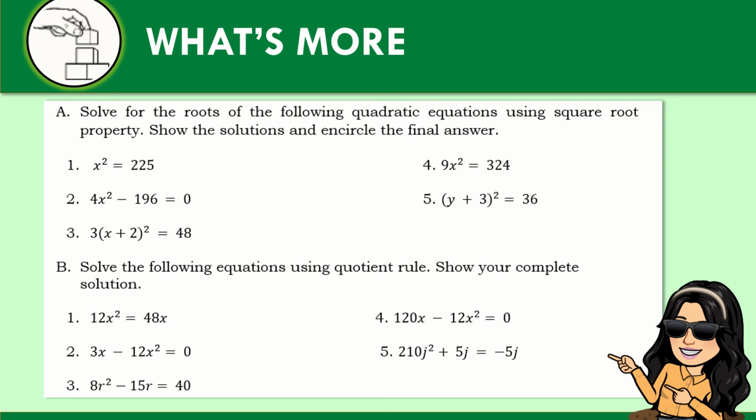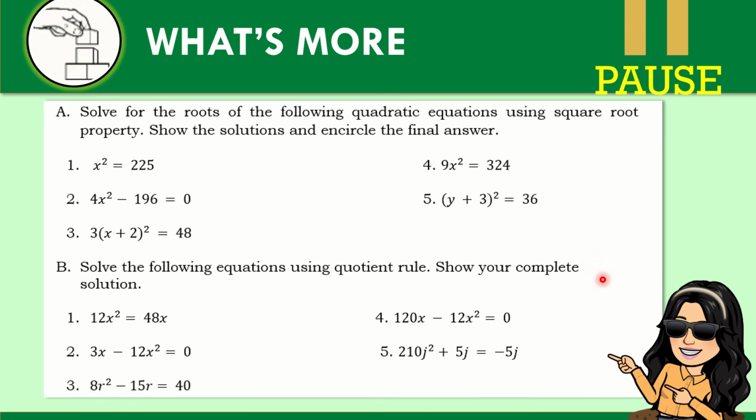So we have letter A. You are going to solve for the roots of the following quadratic equations using the square root property. And you're going to show your solutions, and do not forget to encircle the final answer. So we have here 5 items for this. And we have the second set. Solve the following equations using quotient rule. Show your complete solution. So we have 5 items again for this set. So again, we have 2 sets using square root property, and we also have using the quotient rule.